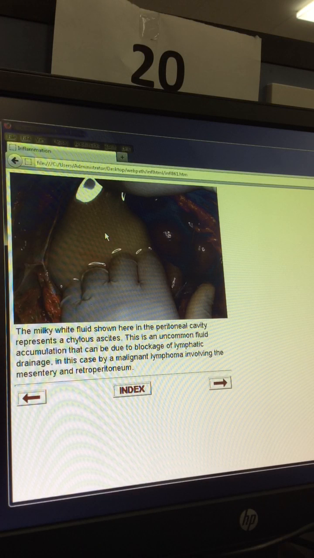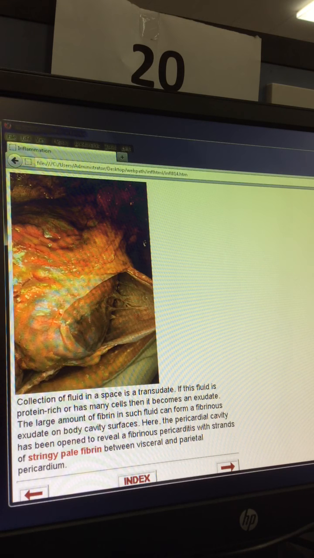So it's a chyle. Chyle what? It's lymphatic. If there is a blockage in the lymphatic, there will be lymph, simply called chylous ascites. This could be due to malignancy, like lymphoma.